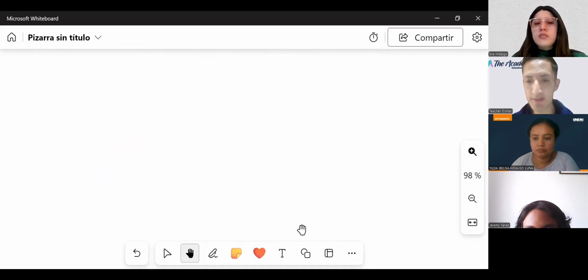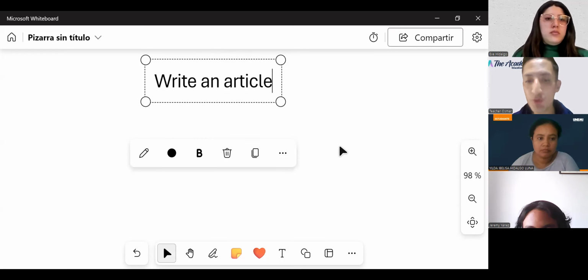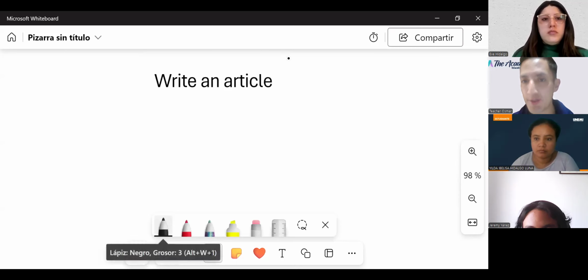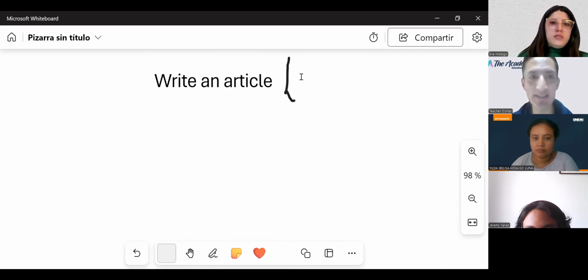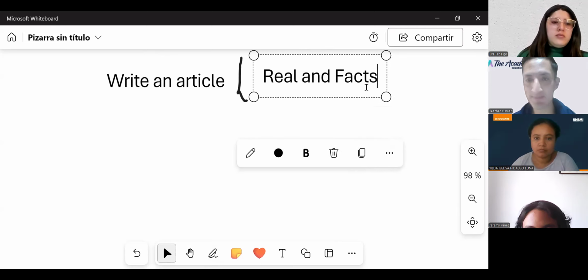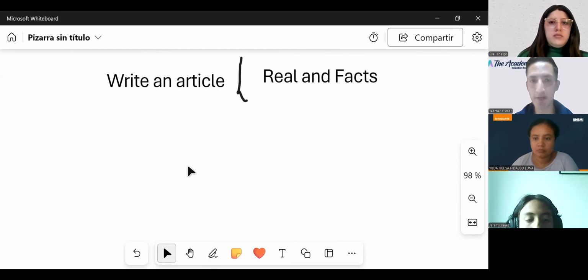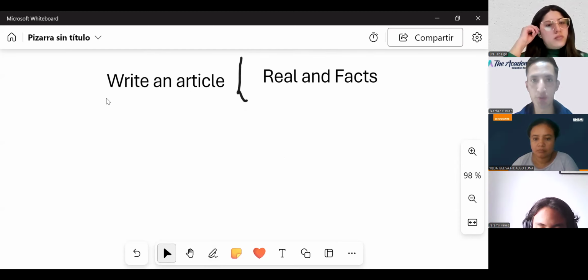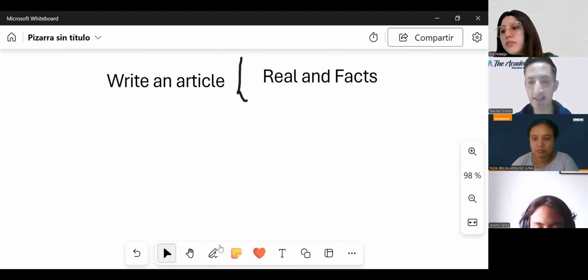And what is the difference if you compare it with the story? Right, an article. So don't you forget, in the article, my dear students, you cannot use fiction. Okay, the article is supposed to be real and facts. For the article, remember, you need to write real information and facts.